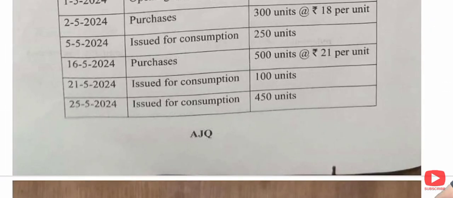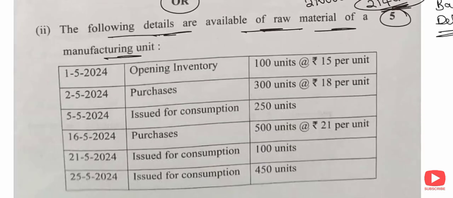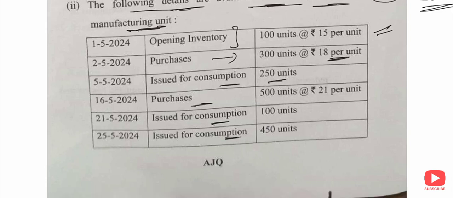Or they have asked one more. Following details are available for raw material of a manufacturing unit. Okay, let's go into that one. Opening stock is given. Purchases, issued for consumption. Purchases again, issued for consumption. Issued for consumption. We have these kinds of questions in the study material as well. 5 mark question from inventory.